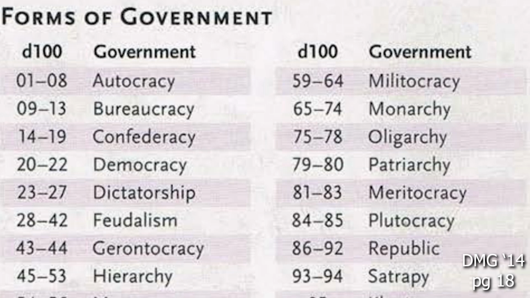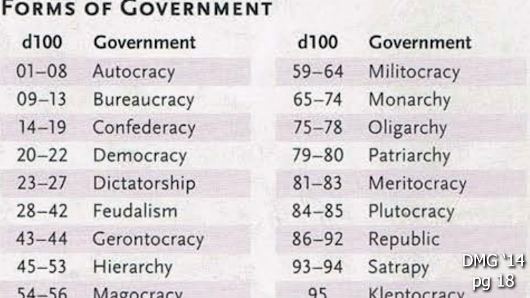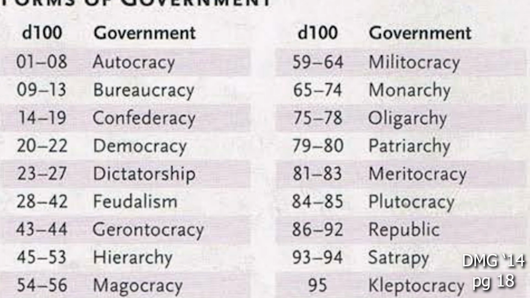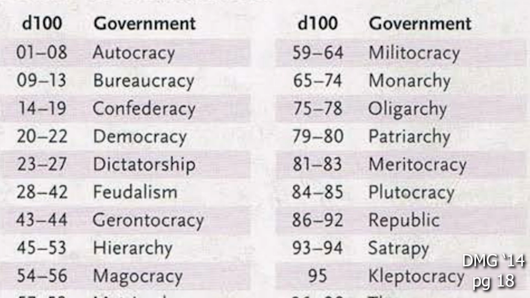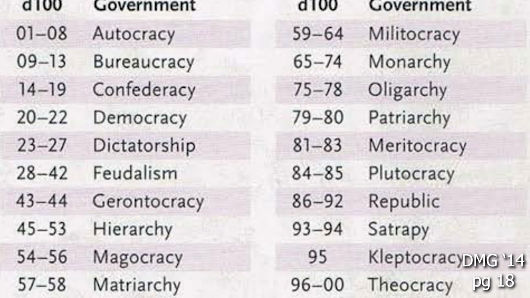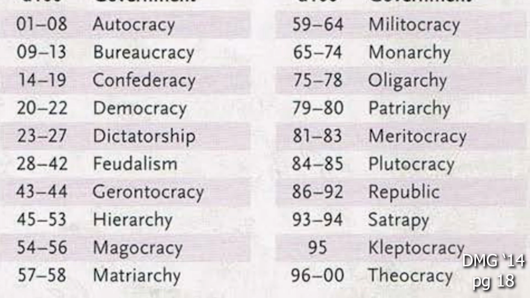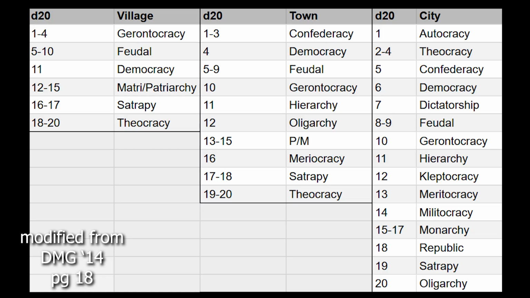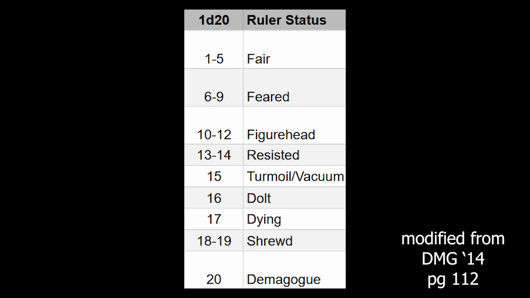For our capital city to function as such, it must have a government. The DMG gives us a nice weighted table to roll on, but in my opinion, an 80-person village shouldn't be rolled on the same table as a regional capital. So here are my modified versions of it, catered to settlements of different sizes. Next, we'll roll on a slightly modified version of the DMG's ruler status table.